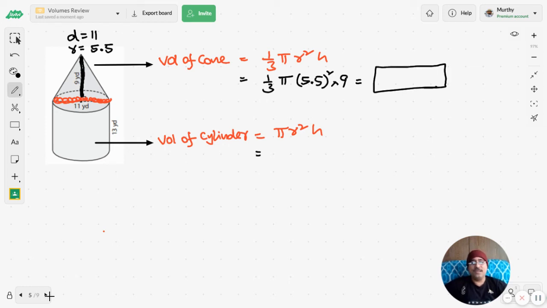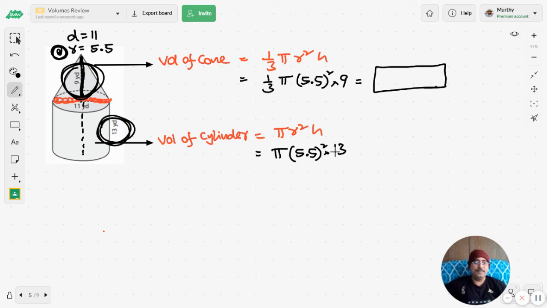Second one is the volume of the cylinder, pi times radius, which we just computed. You know that it is 5.5 square times the height of this cylinder. The height of this cylinder you see is 13 yards. You have to be really careful because here the height of the cone is 9 and the height of the cylinder is 13. You see that, so don't mix it up.